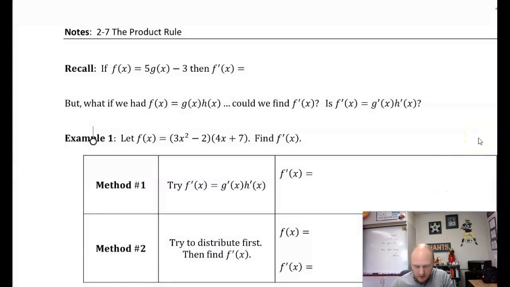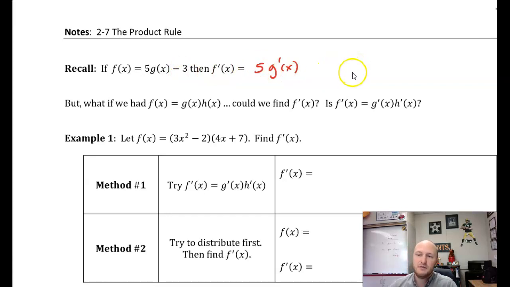Alright, so right away go ahead and recall if f of x is equal to 5 times g of x minus 3, then f prime of x is equal to 5 times g prime of x. And that is just the constant or the scalar multiple rule of a derivative, right? The multiplier just stays and we take the derivative of the function. Now the derivative of negative 3 is 0, so that falls off.